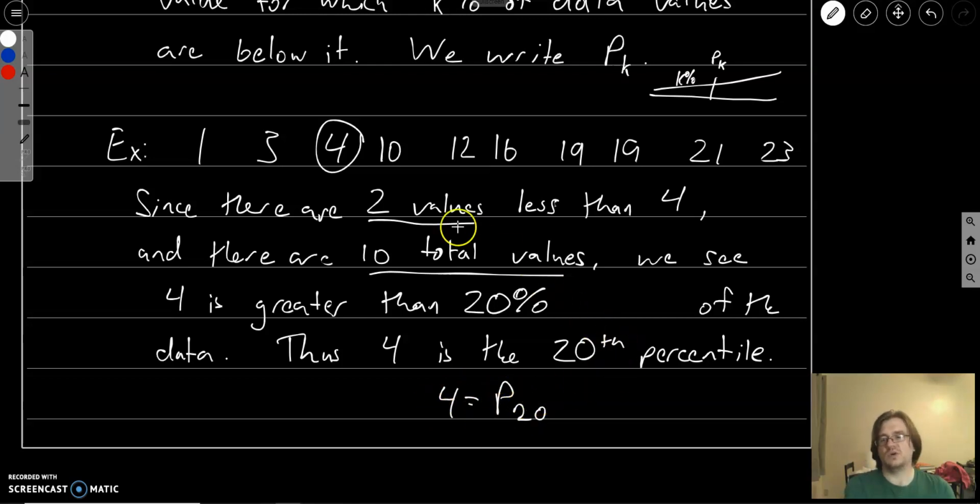Okay. So again, to calculate the percentile corresponding to a particular data value, you just count how many data values are below. To do this, we'll need to arrange the data in order, and then we'll notice, 4 is greater than 2 data values. So 4 is greater than 2 out of the 10 data values, and 2 out of 10 is 20%.